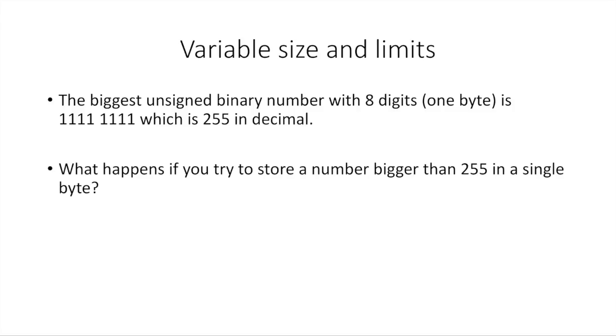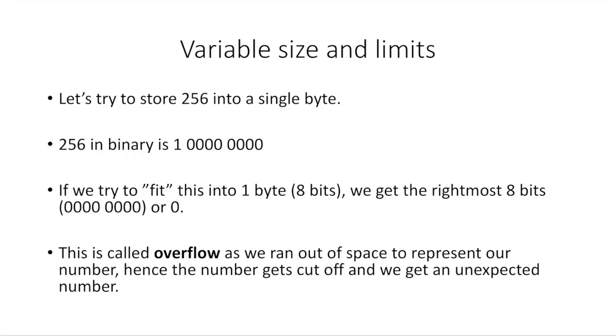Now, let's take a look at a simple example with 1 byte, 8 digits, 8 bits. The biggest unsigned binary number, no 2's complement here, just a single unsigned binary number, we could store in 8 bits is all ones, which is 255 in decimal. Now what happens if you try to store a number that's bigger than 255 in a single byte? Let's try to store 256, and that's a 1 followed by 8 zeros.